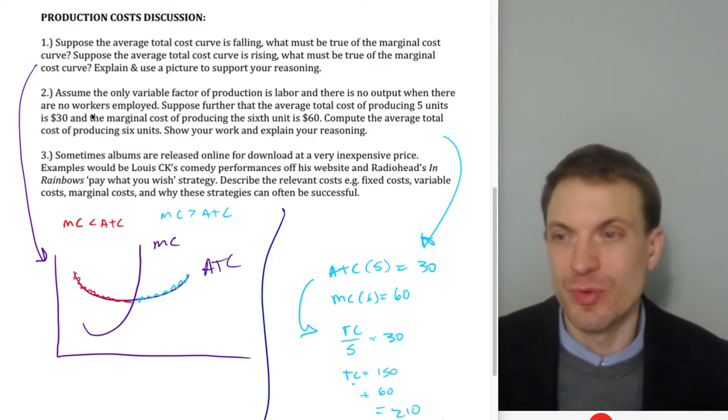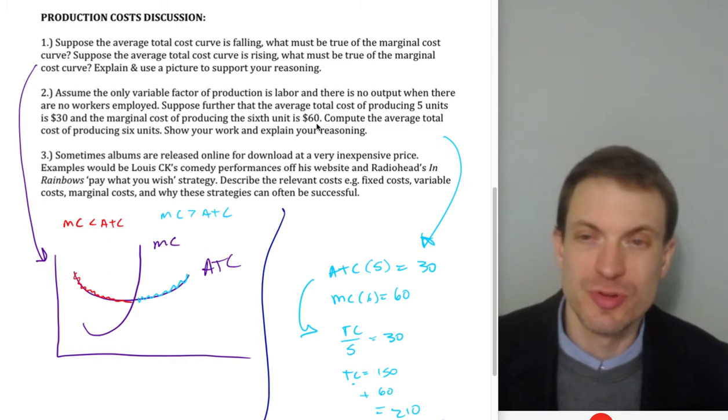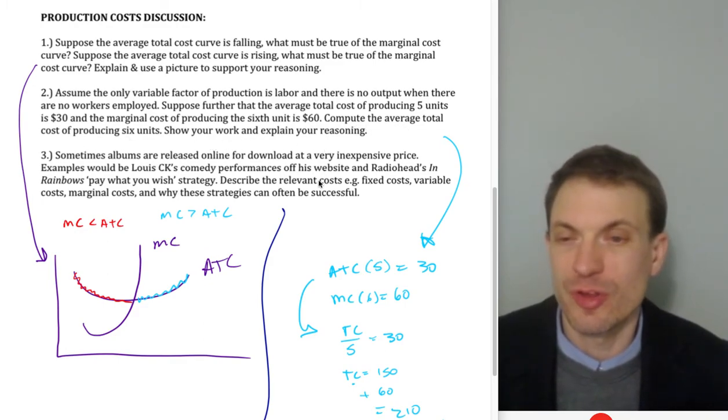Two, assume the only variable factor of production is labor. There's no output when there's no workers employed. Suppose further the average total cost of producing 5 units is 30. Marginal cost of producing the 6th unit is 60. Compute the average total cost of producing 6 units. Show your work, explain your reasoning.